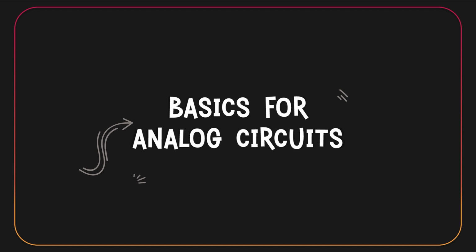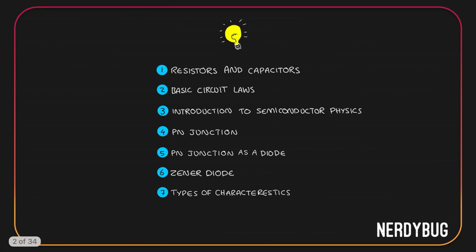Today we will discuss some basic concepts required for analog circuits. We will be covering resistors and capacitors, basic circuit laws, introduction to semiconductor physics, PN junction as a diode, Zener diode, and types of characteristics.